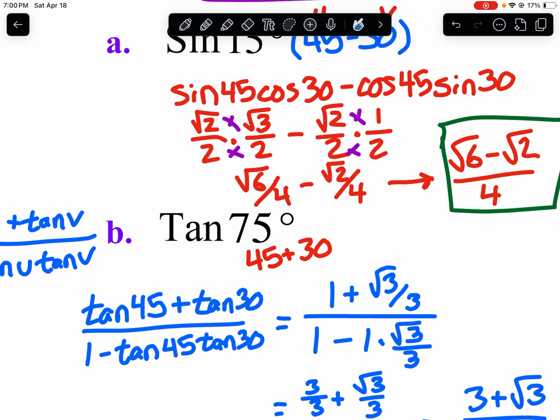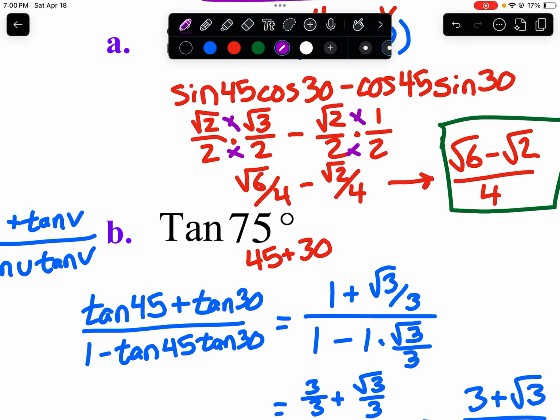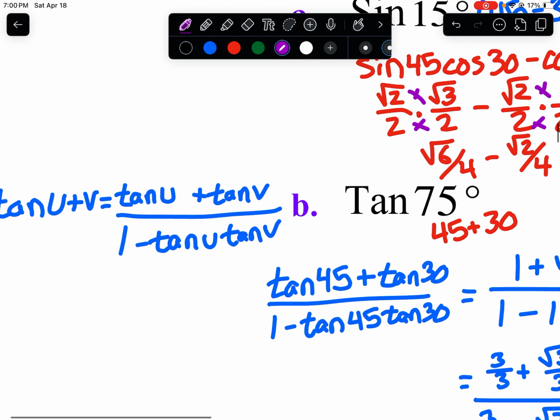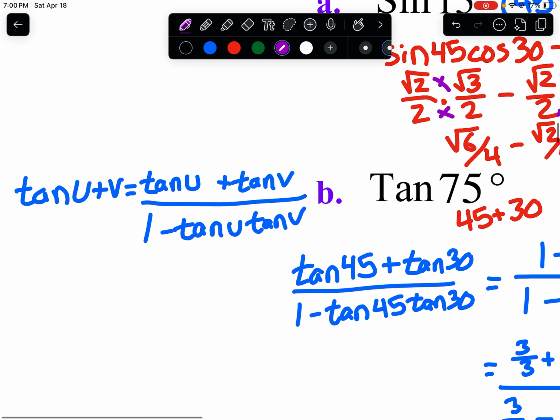So if we've got tangent of 75, again, there's a few ways you could get to 75 degrees, whether you wanted to add, whether you wanted to subtract. Again, it doesn't matter. You should get the same value in the long run. So personally, I just went 45 plus 30. So that's the first combo that came to mind for me.